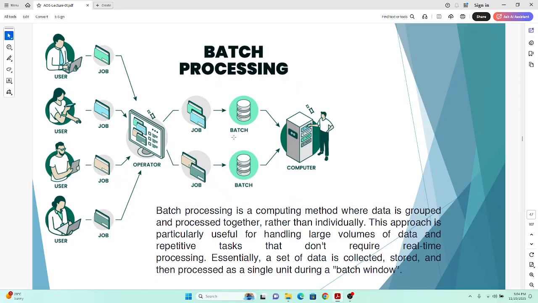As you can see, there are 4 different types of jobs. Each was commanded by a different user and they were sent to the operator. There is an operator who acts as a middleman between the jobs to be executed and the batches to be made, and he will segregate these jobs and make batches for each of them. He created 2 different batches, and once batch number 1 is loaded onto the computer, and after its proper execution, the next batch is loaded onto the computer.